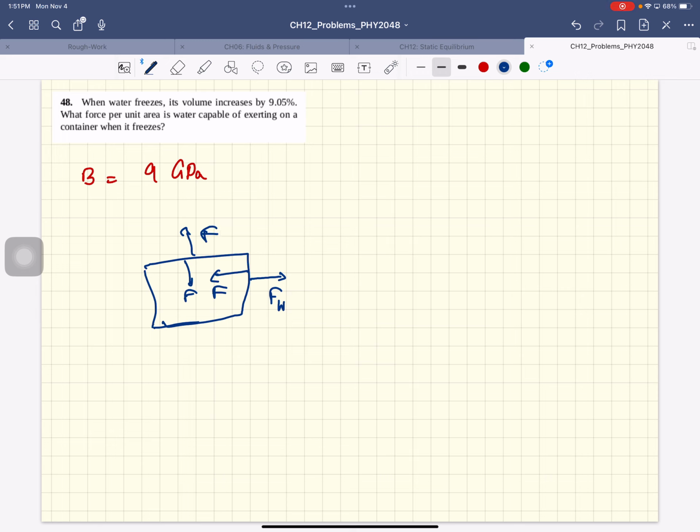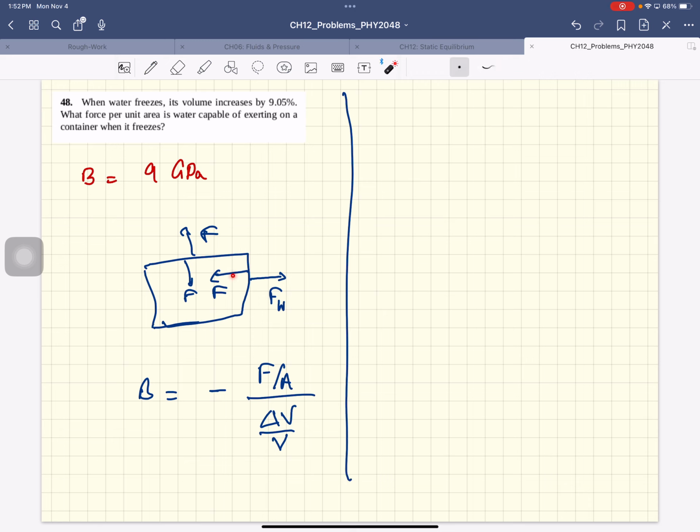Okay, so the bulk modulus of water is force per unit area divided by change in volume divided by volume. Okay, so to keep the water within this container, you're applying this force. That's the stress you're applying, which is equal to the stress that the water is capable of exerting on the container. So this is the force you have to apply to keep the water in the container, which is equal and opposite to the force that the water is applying. So F over area equal to negative of B times delta V over V.